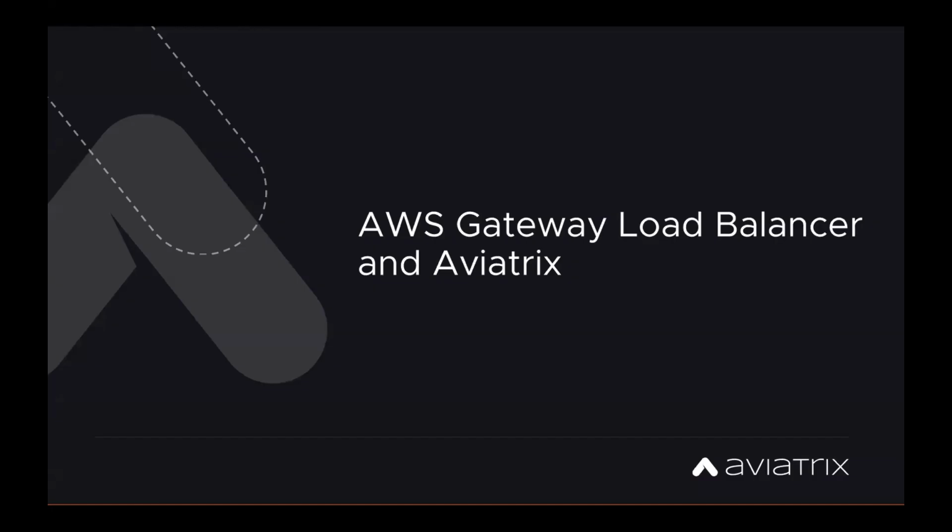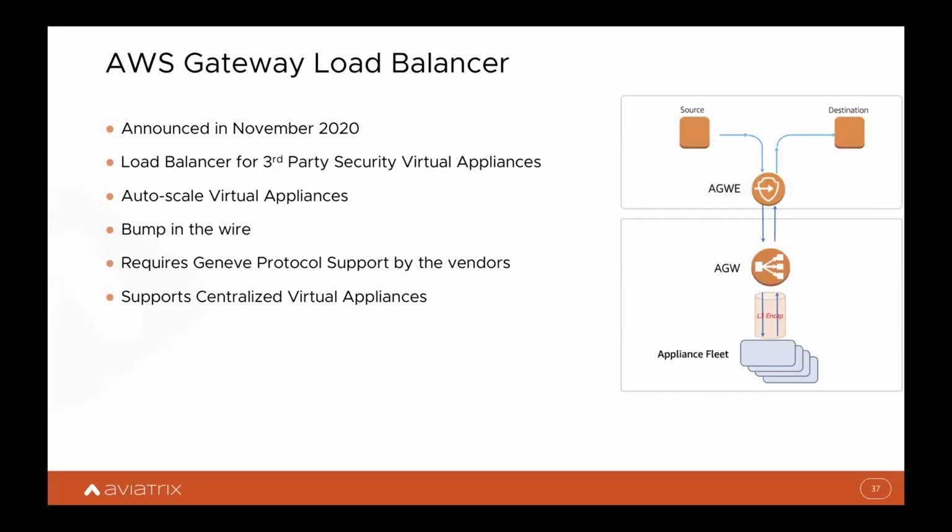The Gateway Load Balancer and Aviatrix. All right, so Gateway Load Balancer is a service that AWS recently announced back in November of 2020. It is basically a load balancer for third-party security virtual appliances. The deployment is simple. It's just a bump in the wire. And you can take advantage of things like auto scaling the virtual appliances: when there is a lot of traffic going on, or based on some other parameters, you can scale them both up and down.